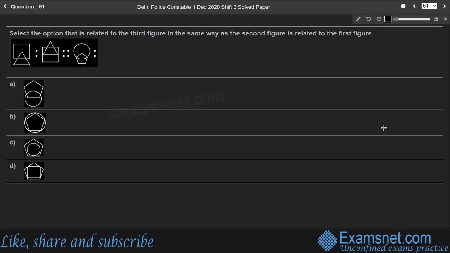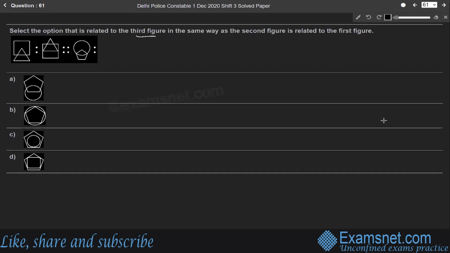Question 61. Select the option that is related to the third figure in the same way as the second figure is related to the first figure. So the relation is given. The square and triangle here in the first two figures, let us consider this as A and B. So A and B are related as follows.